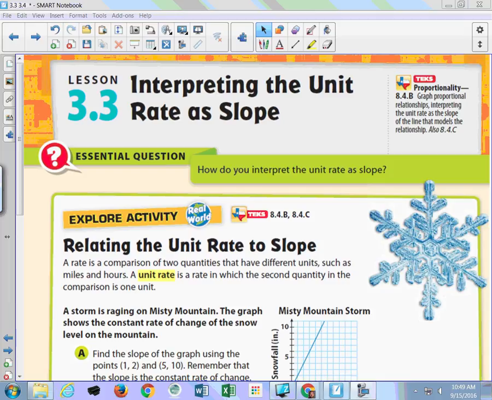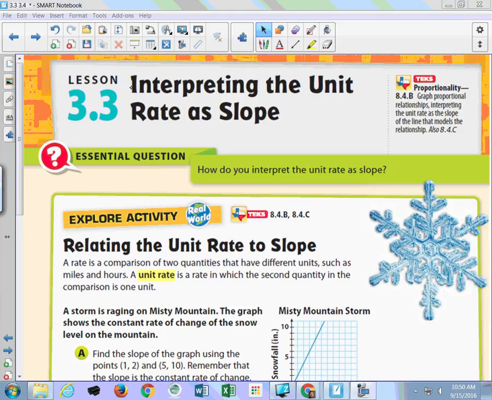Right, interpreting the unit rate as slope, 3-3. This should be an easy section. We're going to cover two sections. What we're doing today is they are exactly the same as each other, so this should be pretty simple. It's the same as what we've been doing, actually. You work them all the same, just have different names.